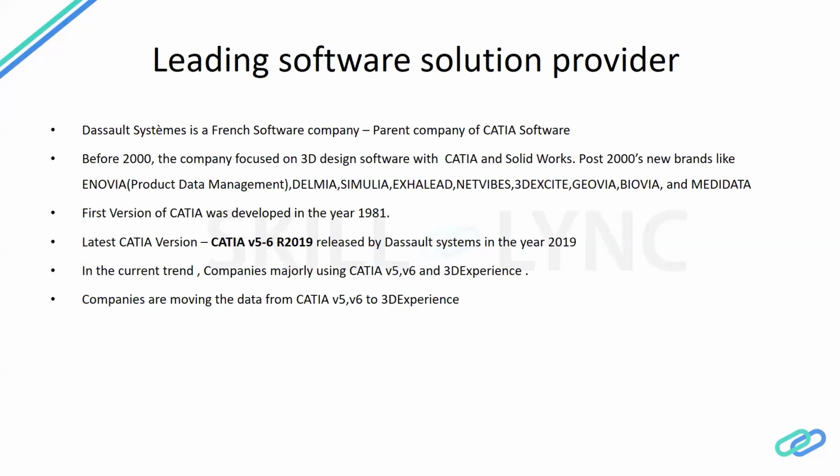The latest version of CATIA is CATIA V5-6 or 2019. It was released in the year 2019. Actually, the CATIA versions are like this: CATIA 1, 2, 3, 4, 5, 6, and they came up with the CATIA 3D Experience. Now most of the companies are adopting the CATIA 3D Experience, and also they are using CATIA V5, and they are planning to move from CATIA V5 and V6 to the 3D Experience.